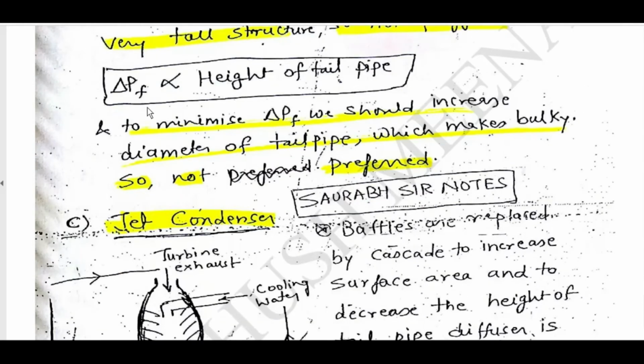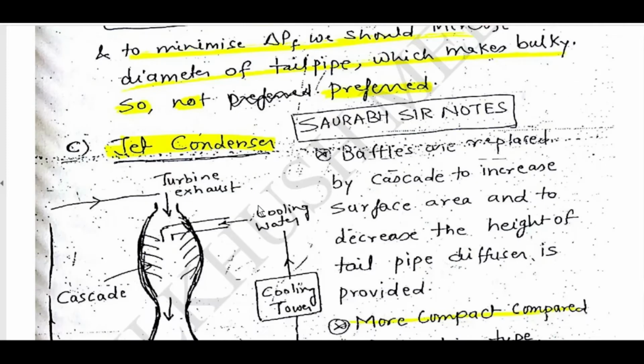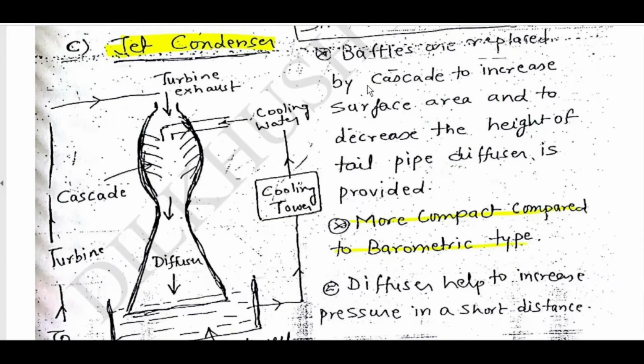Delta PF is directly proportional to height of tailpipe, and to minimize delta PF we should increase diameter of tailpipe, which makes it bulky, so not preferred. In a jet condenser, baffles are replaced by cascade to increase surface area and to decrease the height of tailpipe. Diffuser is provided.